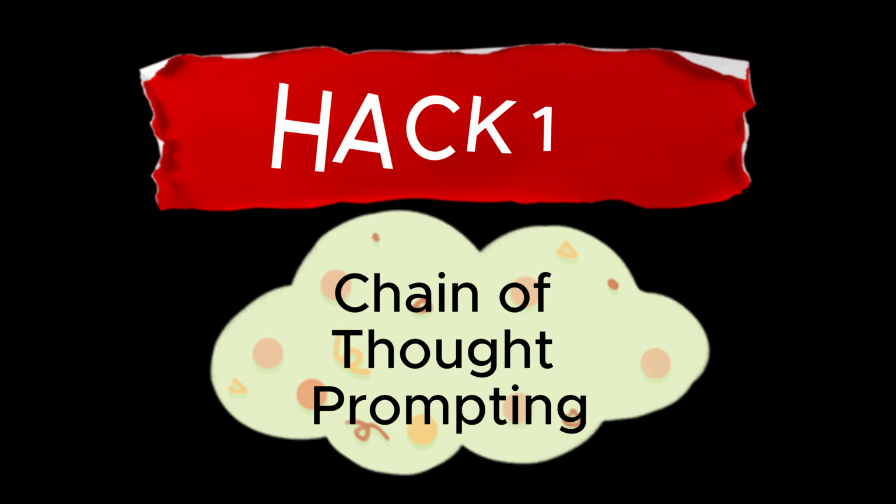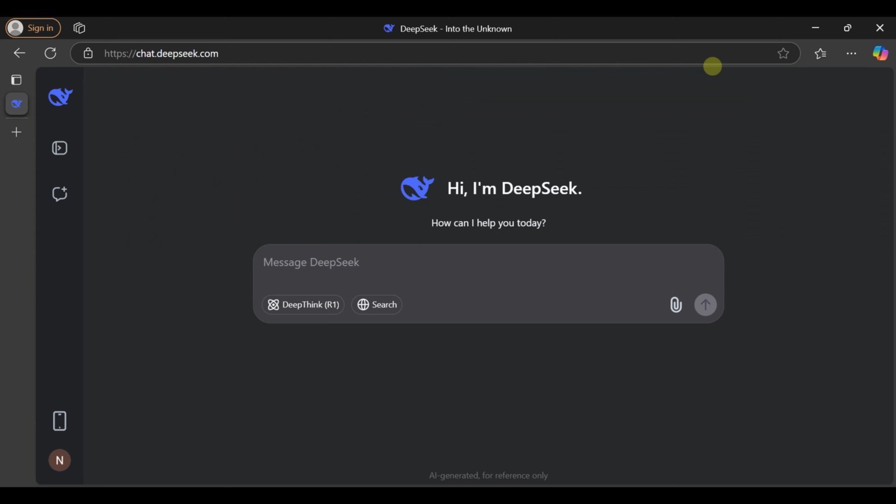Hack number 1. Chain of thought prompting. If you want better answers, especially for math, logic, or planning tasks, always add this to your prompt. Think step by step before you answer. This forces DeepSeek to reason logically and gives you more accurate and structured results.